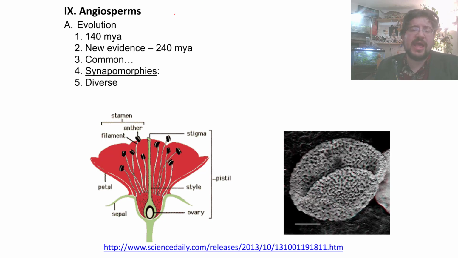Oh, gymnosperms are down. It's time for angiosperms. Okay, angiosperms. A lot of recent book sources, recent being within the last 10 years, pegged angiosperm evolution around 140 million years ago. However, in 2013, they found pollen grain in the fossil record containing structural adaptations that indicated that there was an animal vector for the pollen.